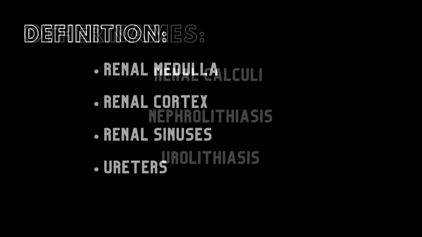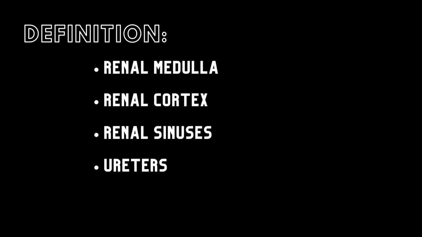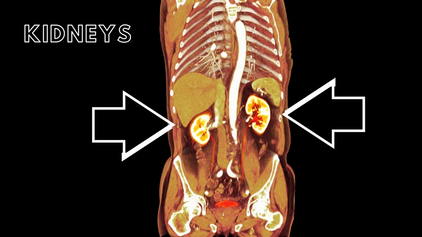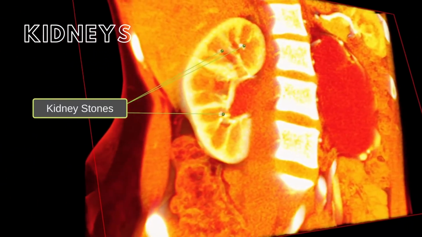A deeper anatomical explanation involves the renal medulla, renal cortex, renal sinuses, and ureters. The kidneys are a bean-shaped pair of organs in the abdomen that excrete waste and extra water from the body and help keep other chemicals balanced in the body. The kidneys are composed of three main structures: the renal cortex, the renal medulla, and the renal sinuses.